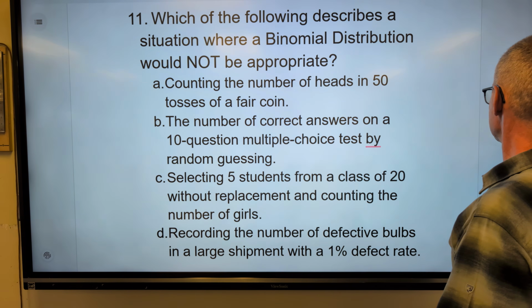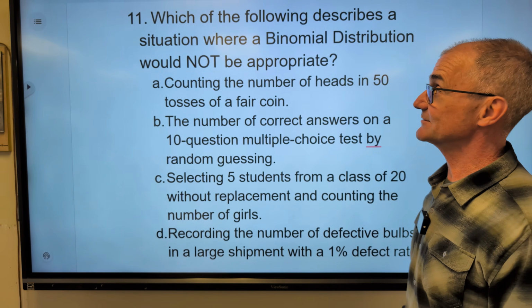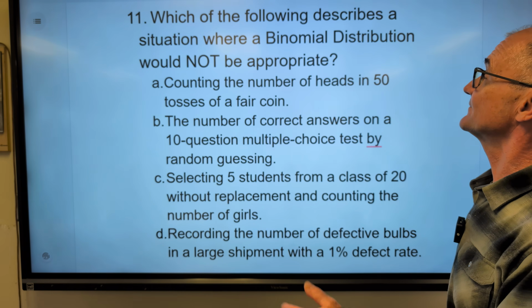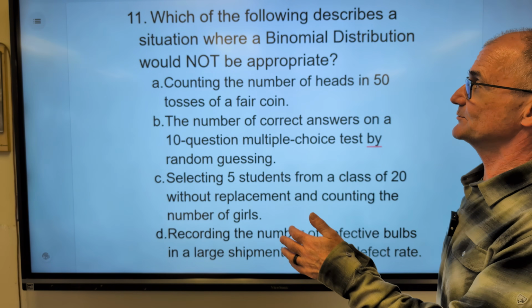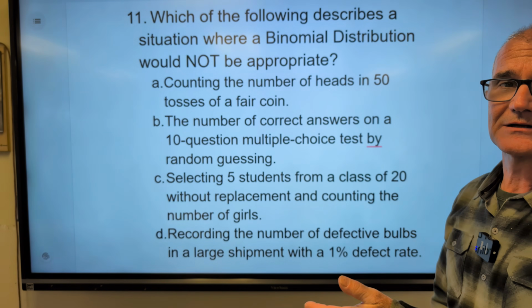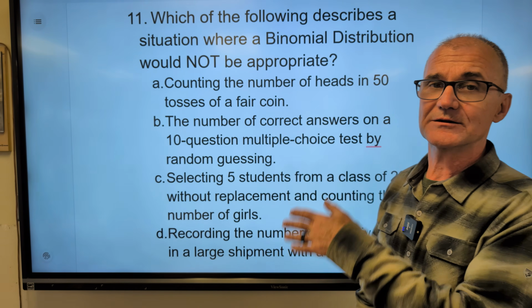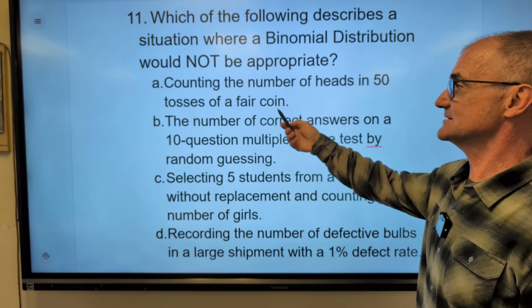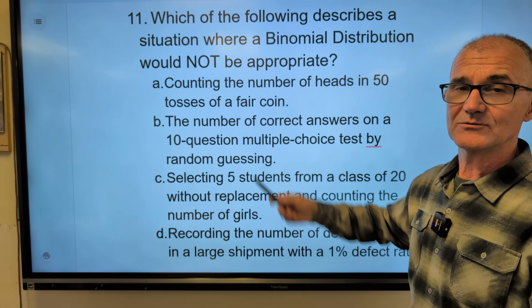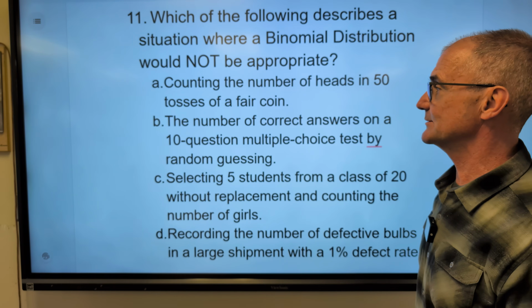So my words in this multiple choice problem barely fit on the page. Which of the following describes a situation where a binomial distribution would not be appropriate? Binomial, 2 outcomes, success or failure. Counting the number of heads in 50 tosses of a fair coin. Well, either it's heads or not heads, that would be binomial.